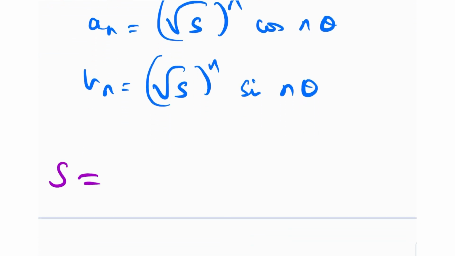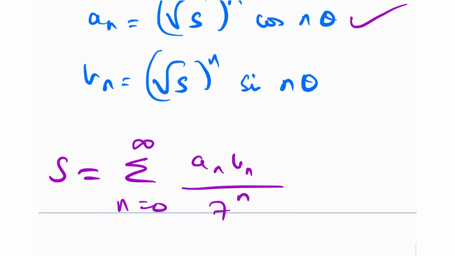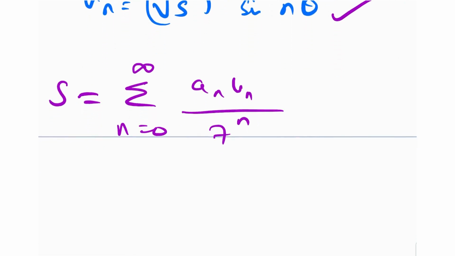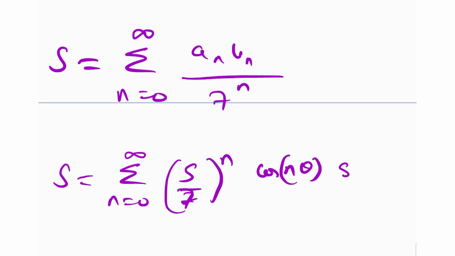Essentially, at the end of the day, we want to evaluate the sum, and the sum was summation from n is equal to 0 to infinity. It's an infinite sum of a_n b_n divided by 7 raised to the power n. So let's just plug in these two quantities in this sum, and let's see what we get. So when you do this, you will get S is equal to summation from n is equal to 0 to infinity of (5/7)^n, and this becomes cosine n theta times sine n theta.